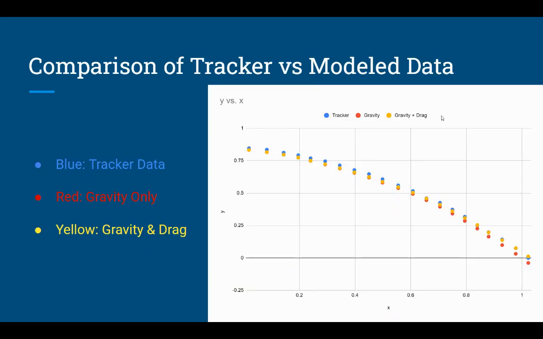When we compare our data, we have tracker in blue, red is gravity only, and yellow is gravity and drag. If you notice at the end, gravity and drag and tracker both line up much closer than the gravity does. And this is because gravity is not accounting for drag force. Meanwhile, tracker does have drag force since it's in the real world, in the actual experimental data.